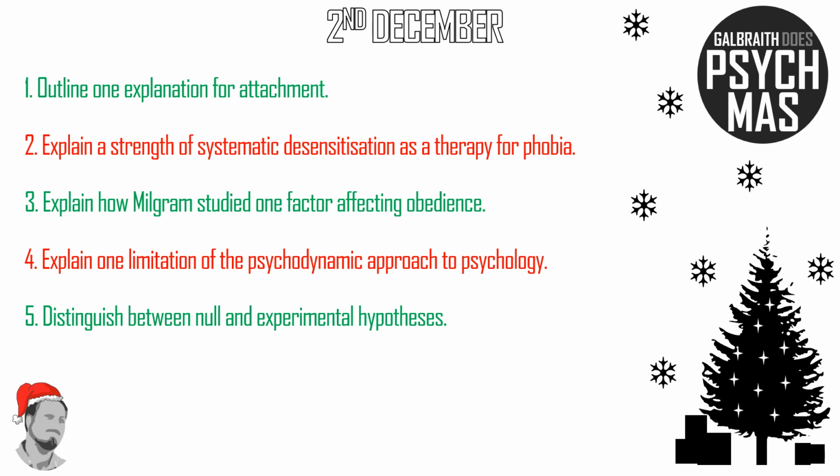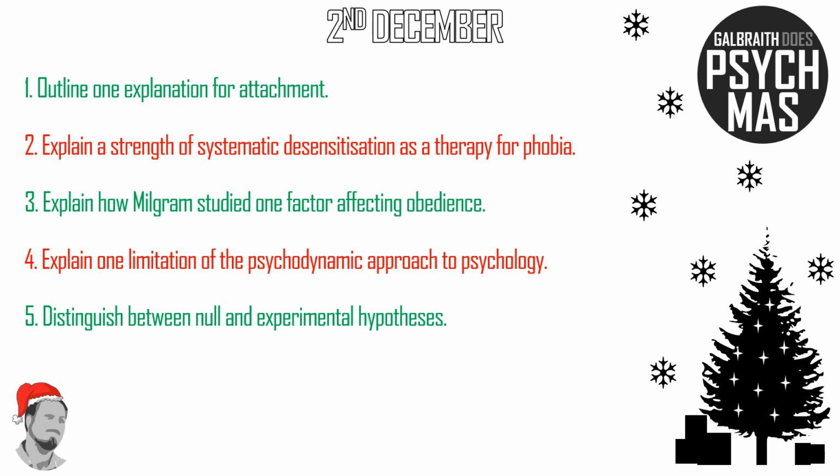For Bowlby's monotropic theory, you might have learned slightly different terms, but a common mnemonic is ask Mick or ask Mike. So A is adaptive. Attachment is there for survival purposes. It's an evolved response. Back in the environment of evolutionary adaptation, caveman times, children that didn't seek proximity, that didn't form an attachment, wouldn't have been cared for or protected from the threats of the day. So it's a survival strategy.